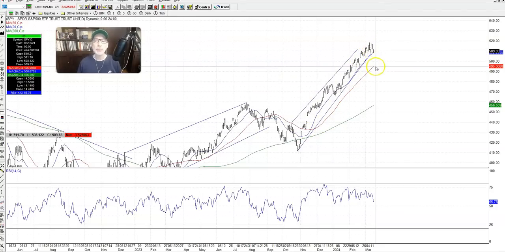So maybe we need that pullback, a pullback that is healthy for the market. Just because the market's going up doesn't mean that we can't have another pullback. Sure, we can have another pullback. A pullback would be nice to see because it would allow us to get in at cheaper levels. But in the long run, I think the market is going to go up. Maybe we'll have a pullback. So this is the S&P 500, very strong.